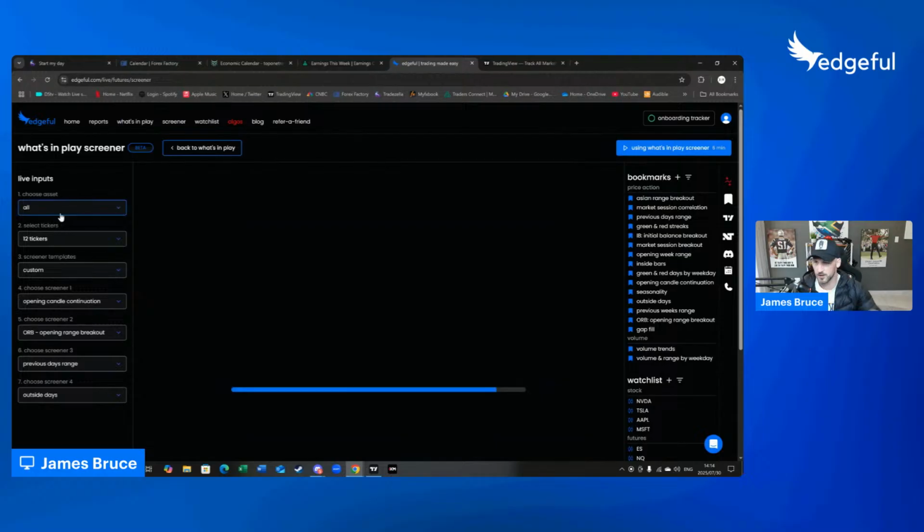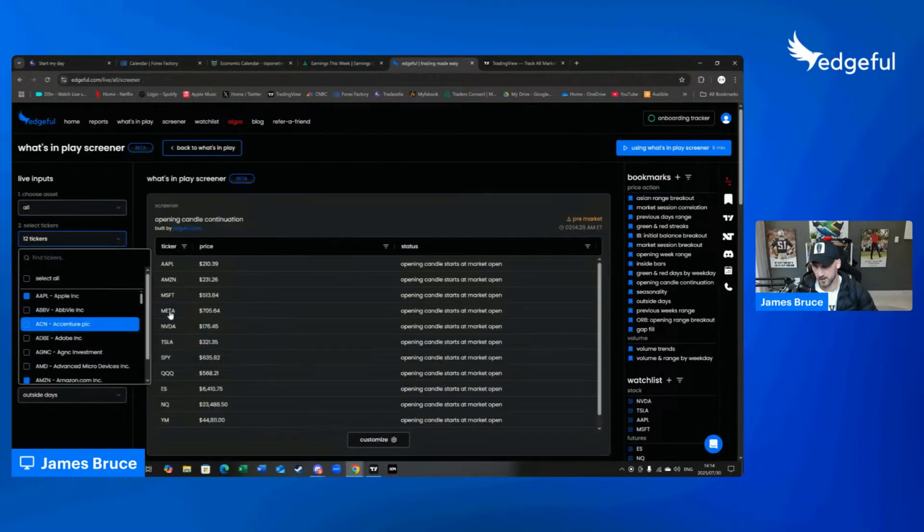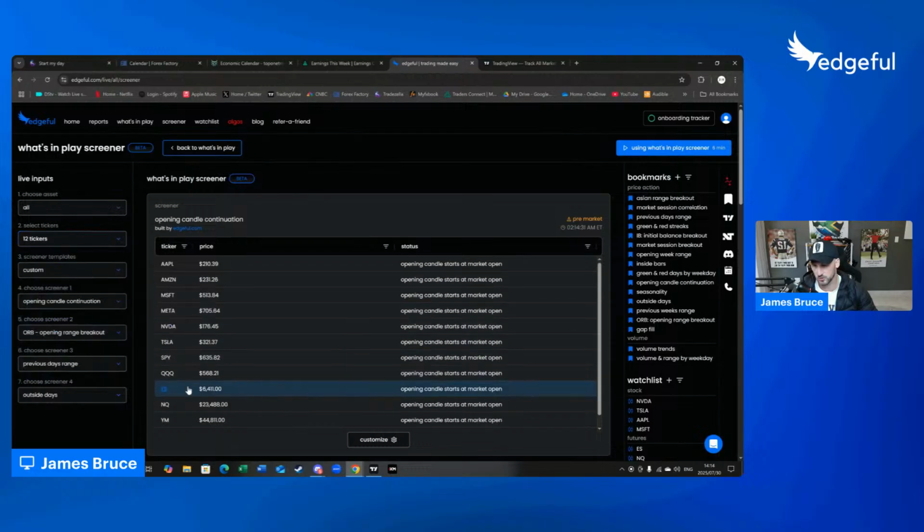So let's go to all. You've got the 12 tickers, naturally selected on the MAG 7. And then you've got SPY, QQQ, ES, NQ, and YM, obviously the futures contracts. But you can actually add the different reports in over here. I've got the opening candle continuation report, the ORB report, the previous day's range, and you also have the outside days.